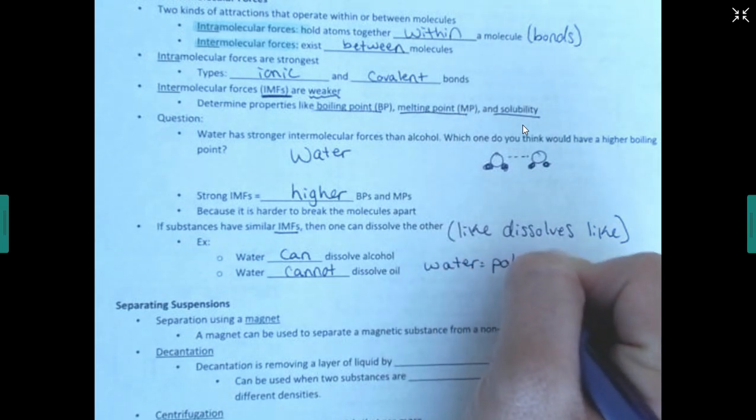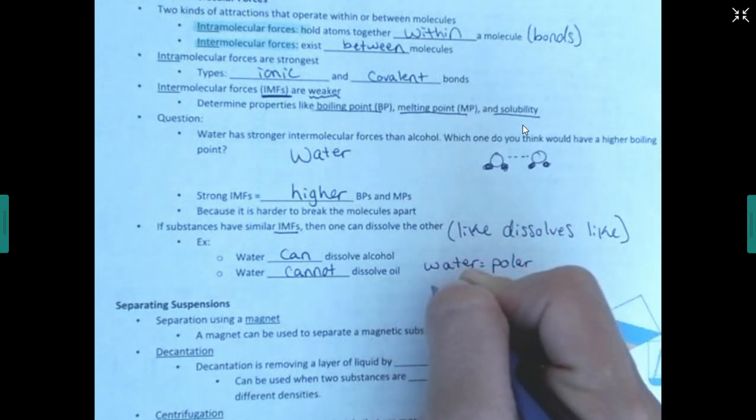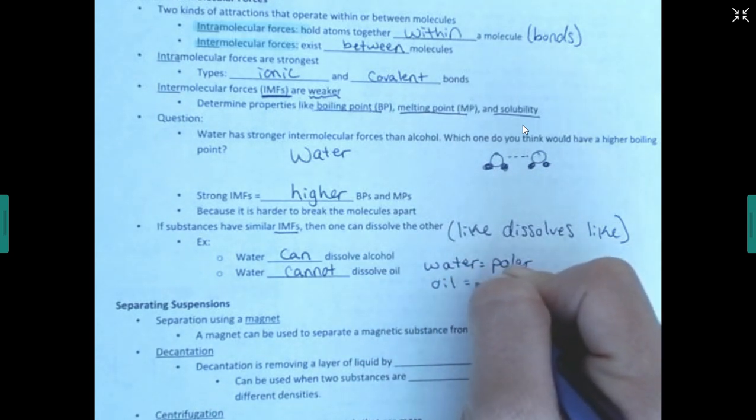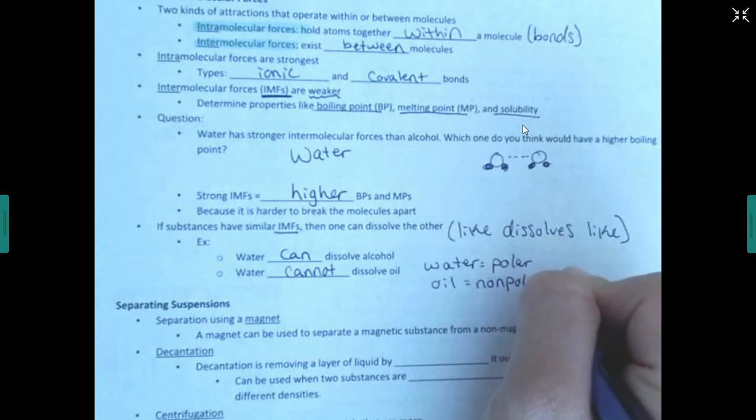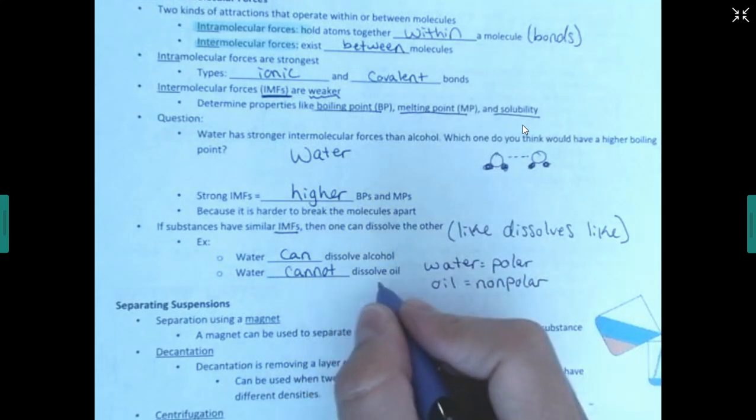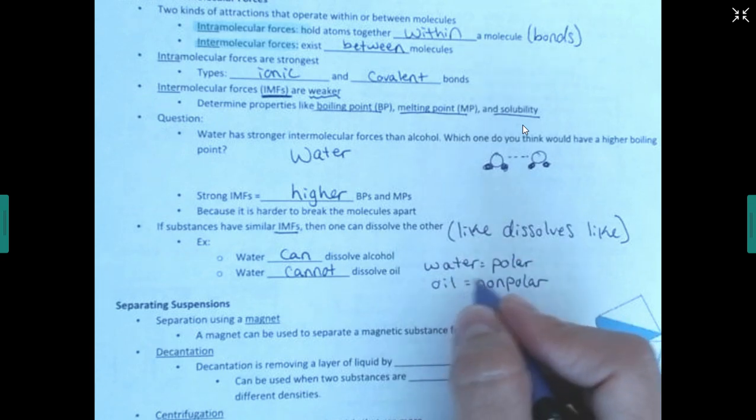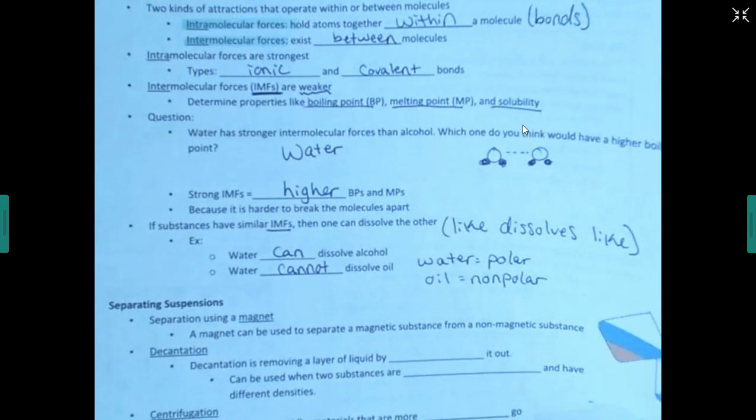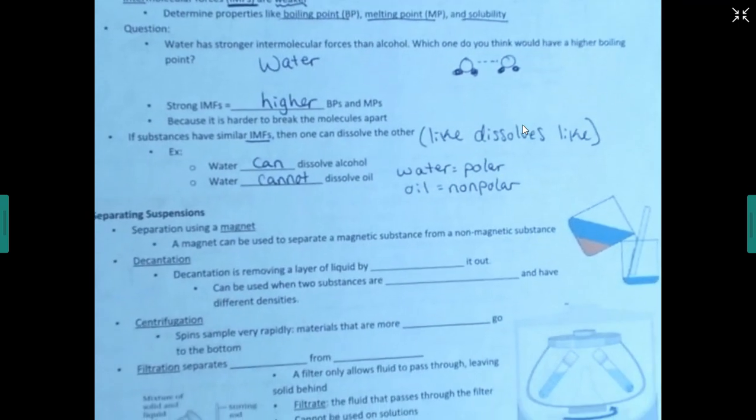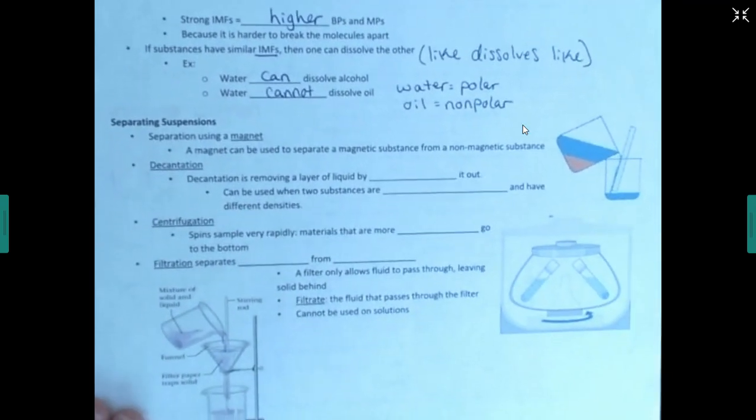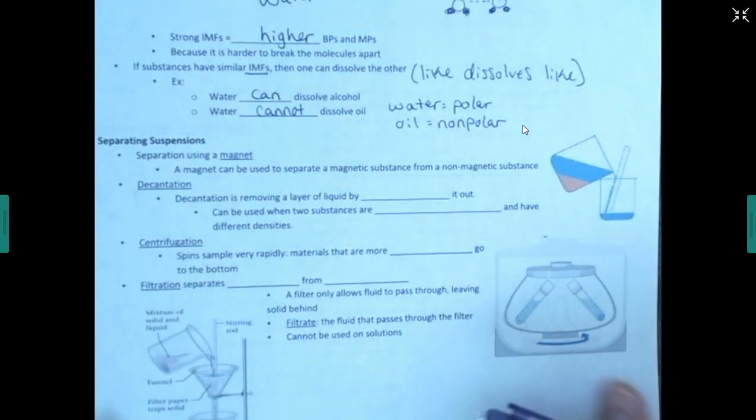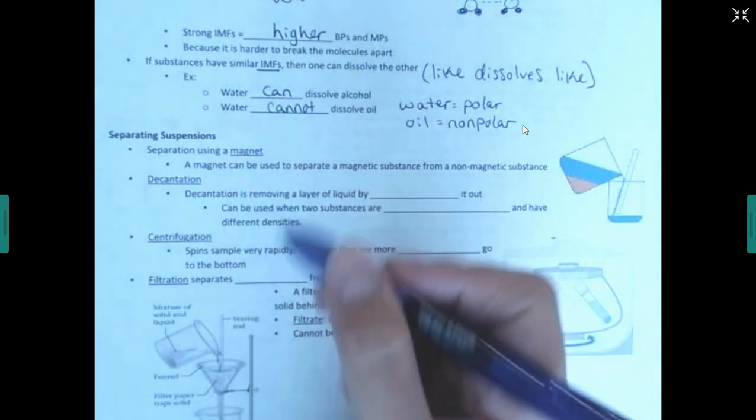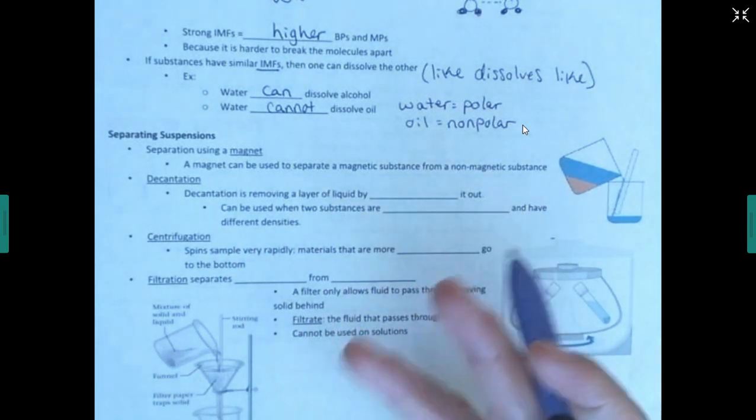Now, right now, you don't need to know exactly what that means. We'll talk about that in a couple months. And oil is nonpolar. What you need to know, though, is that the reason they don't mix is because they're not alike. One is polar, one's nonpolar. That's why they don't mix. Okay, so when things don't mix, they make suspensions, right? When they don't dissolve, they make suspensions instead of solutions. They make heterogeneous mixtures.